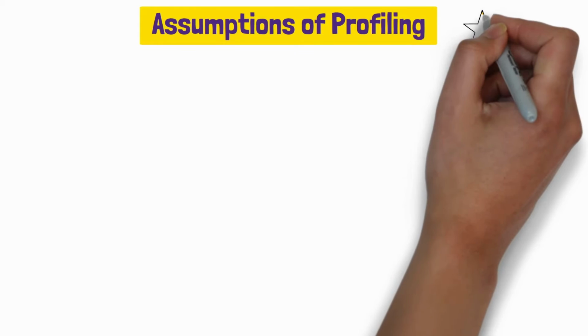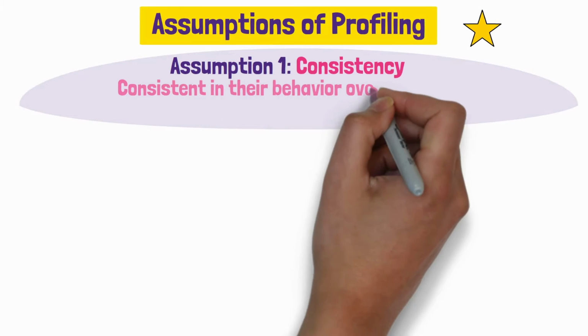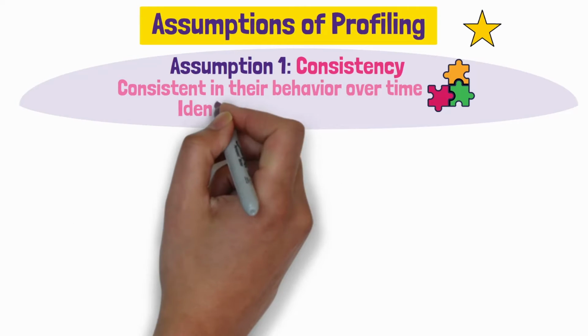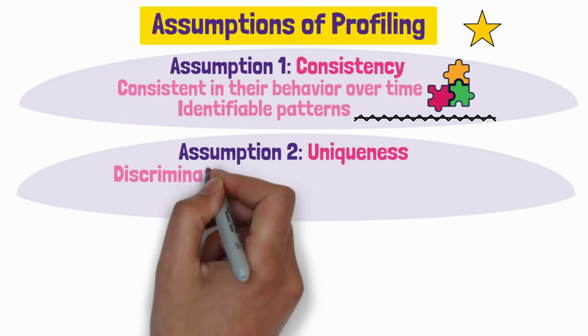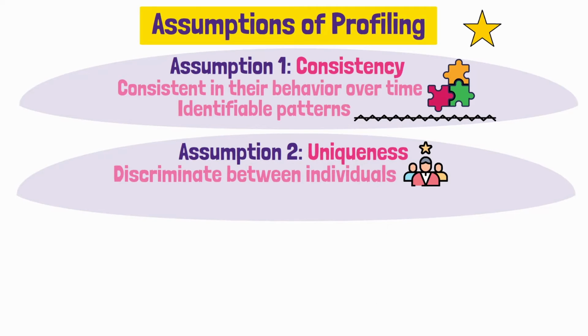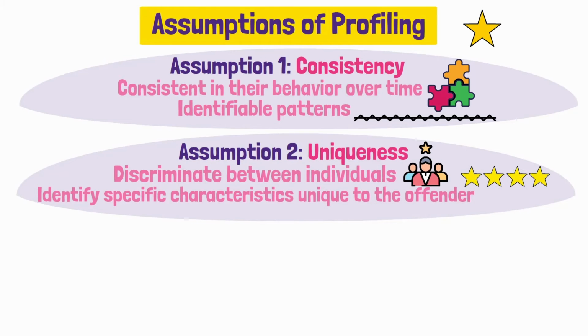Now let's delve into the assumptions of profiling surrounding consistency and uniqueness. For profiling to be effective, several conditions must be met. First, the perpetrator must be consistent in their behaviour over time. This means that their criminal behaviour should exhibit identifiable patterns. Second, the profile should be able to discriminate between individuals. In other words, it should help identify specific characteristics unique to the offender.